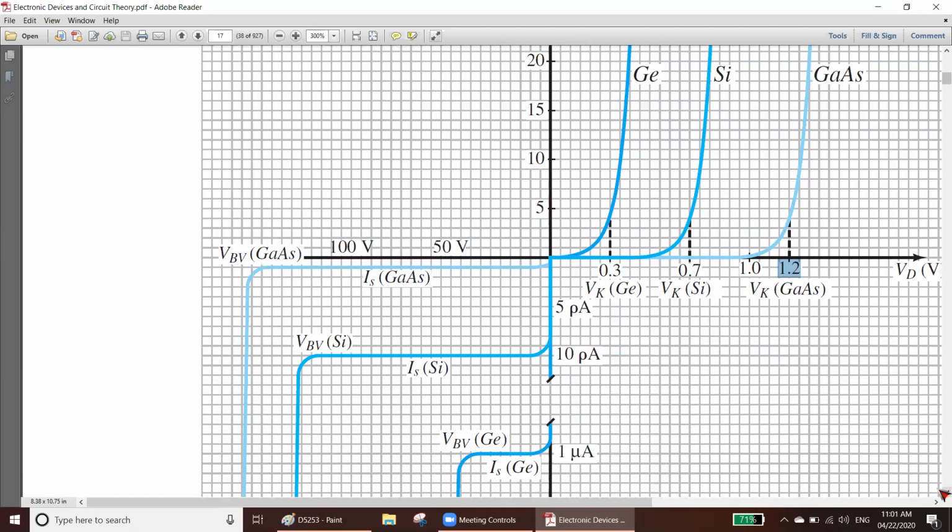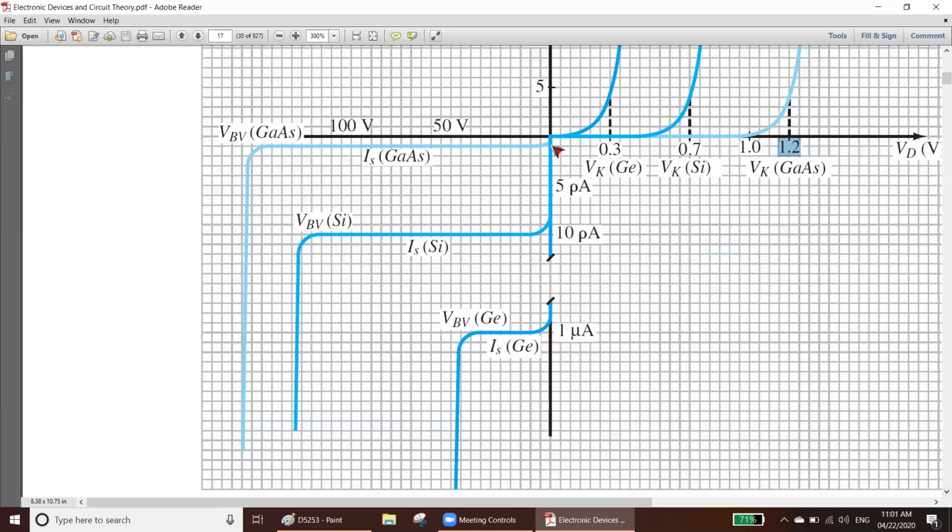In case of reverse bias, see, this is the gallium arsenide. That is the best one. Why? Because the longer it goes, the better. That means it can sustain more voltage. Here it is written 50 volt, 100 volt, maybe 150 volts, something like that. That means it can sustain 100 volt in the reverse direction. If you give more than 100 volt, the diode will be damaged.